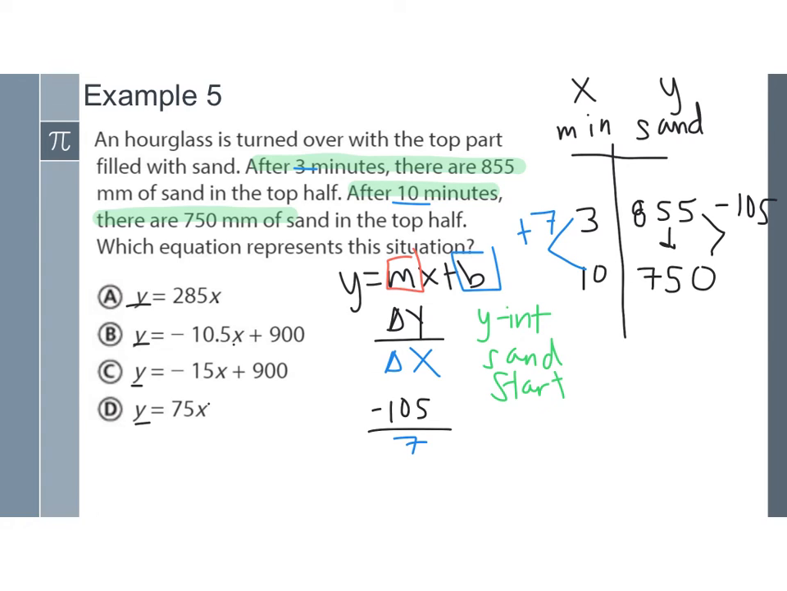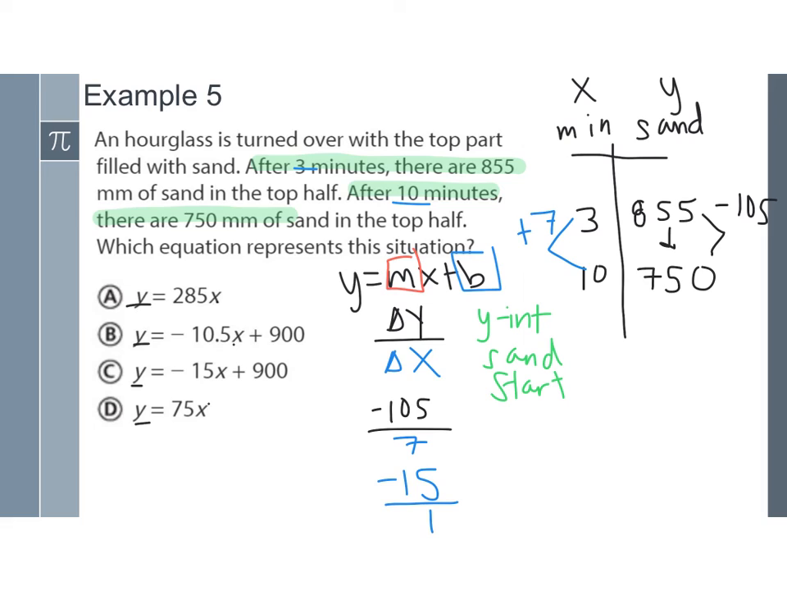So our change in y is negative 105 and our change in x is positive 7. When you put that into your calculator to reduce that fraction, we find that our m is negative 15. I know you may be tempted to say, oh, there's only one answer choice that has negative 15 as a slope. However, I want to make sure we understand what that means. It means my change is negative 15 over 1, so negative 15 is the amount of sand that releases for every minute.